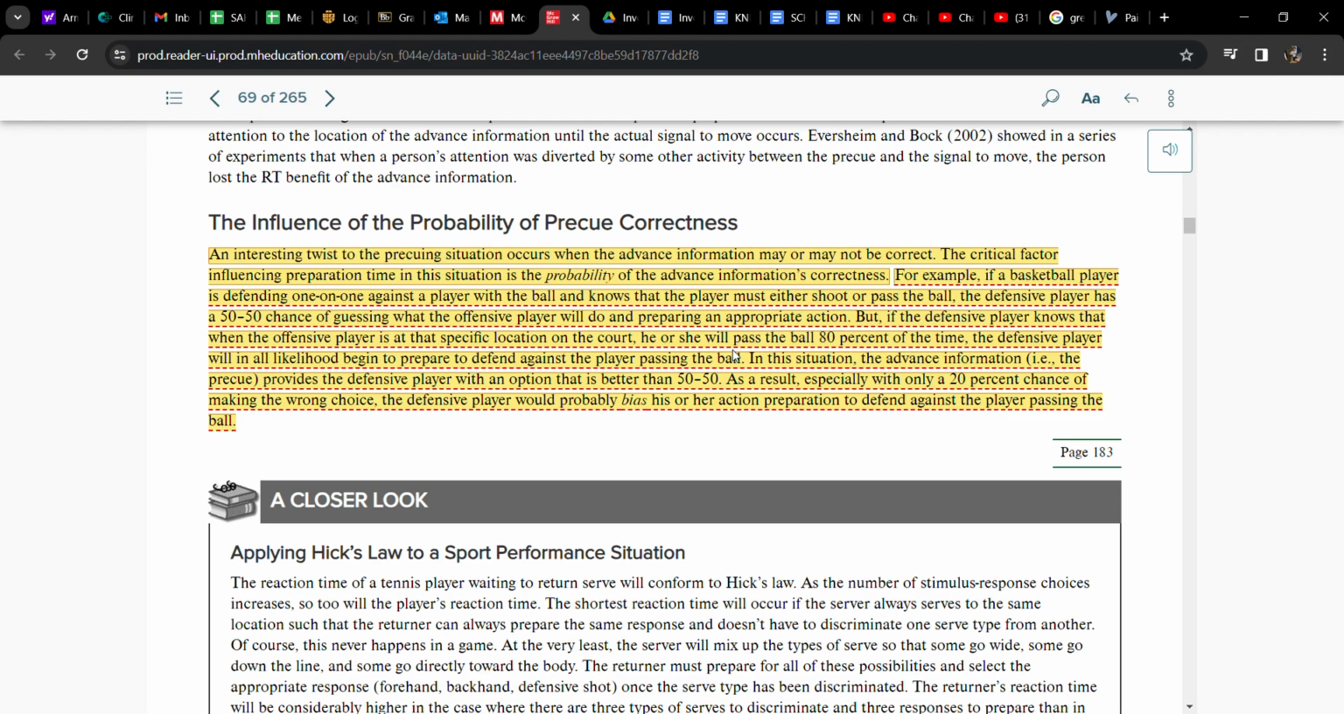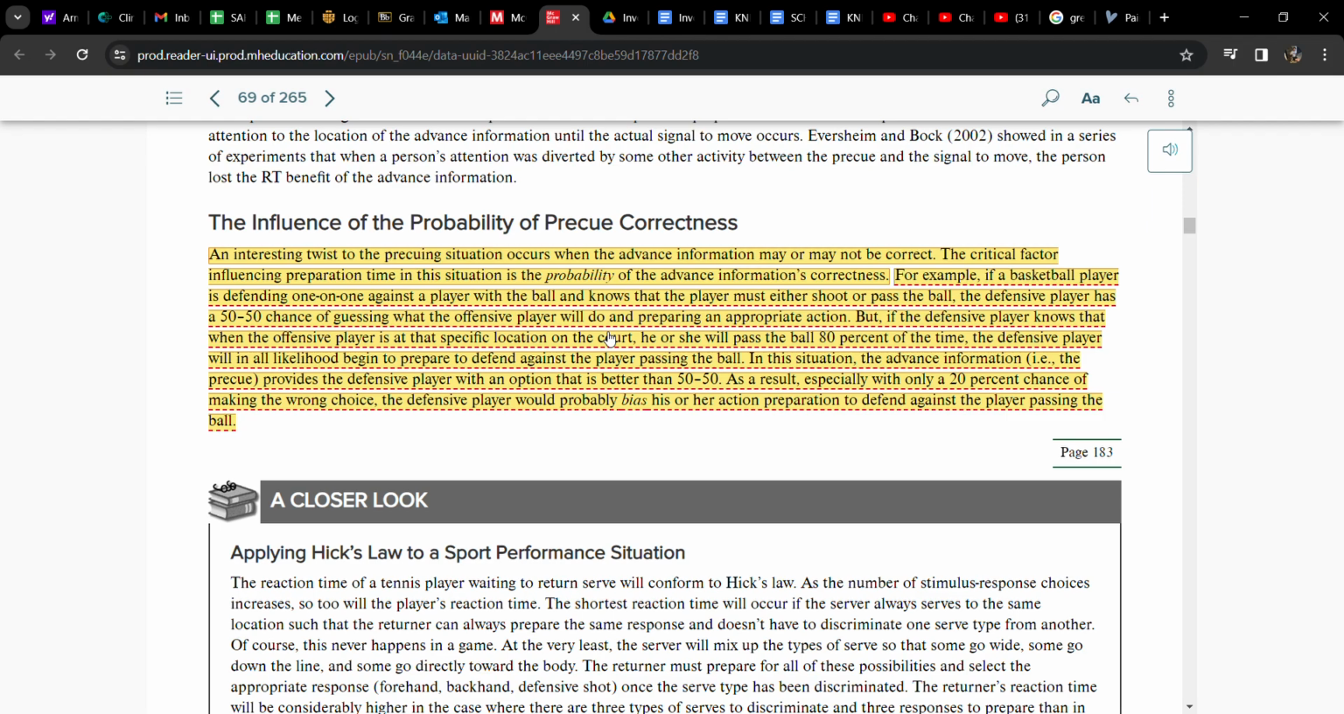But let's say the defensive player knows that the offensive player is going to shoot at a particular spot on the court 80% of the time. Then they have a higher chance of getting the defensive play correct if they think that person is going to shoot. That allows them to use probability in order to predict what's going to happen with that player.